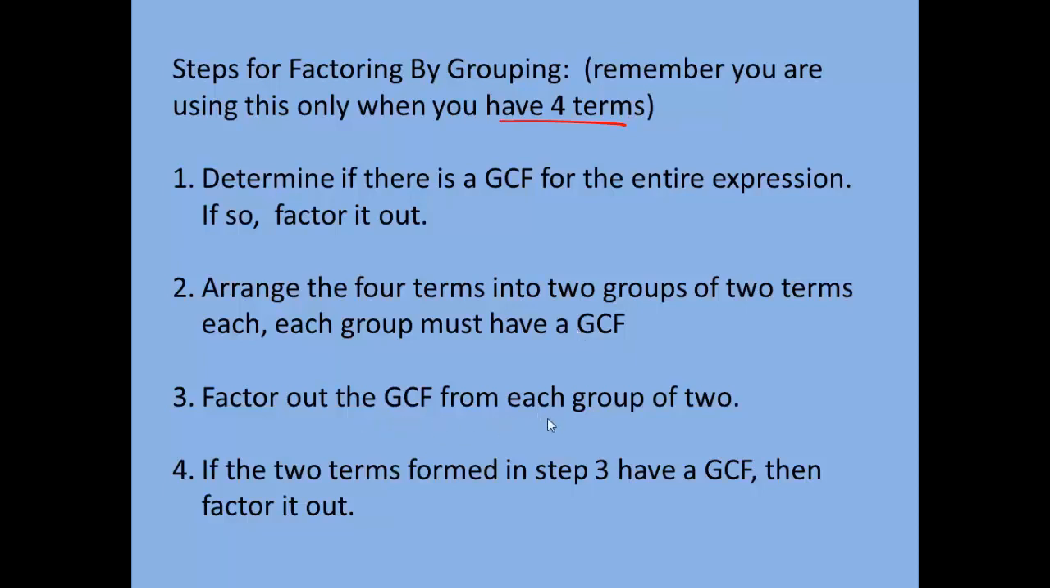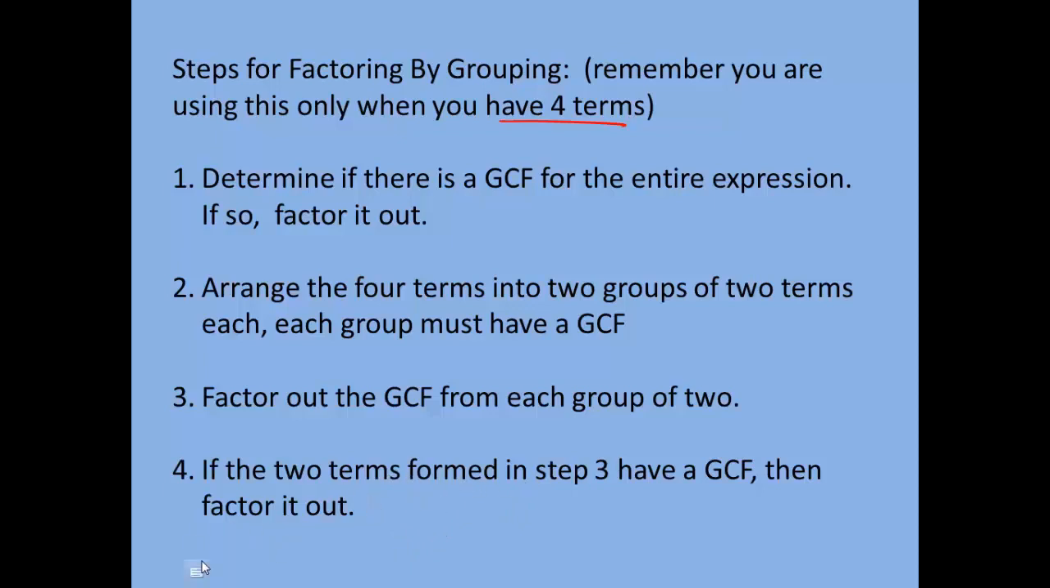Step 3 was factor out the GCF from each group of 2, and that's what we did when we had a out in front times x plus y, and then plus we factored b out in front times x plus y. And then if the 2 terms formed in step 3 have a GCF, then factor it out. This is where we factored out the x plus y to the front, and then our second set of parentheses had whatever was left over, the a plus b.